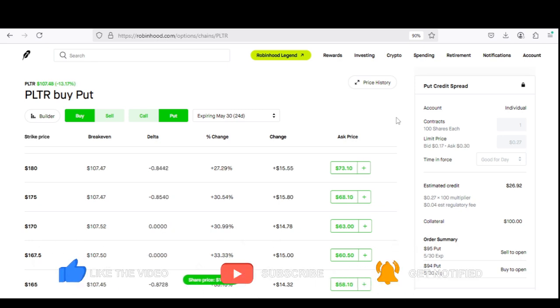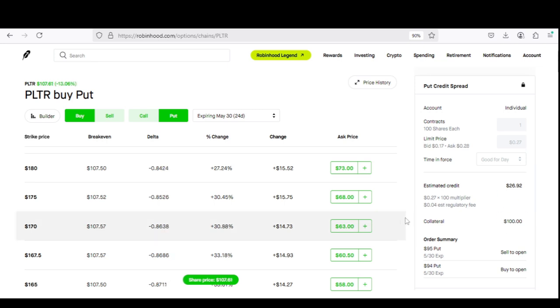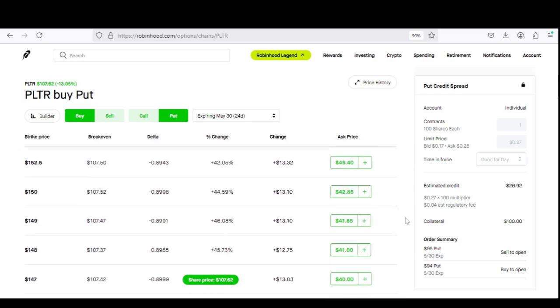With the put credit spread, however, if the trade does go against you, then you now lose your $100, but you keep your $27. So your net loss is going to be whatever your collateral is minus the amount of income that you received. So there you have it.